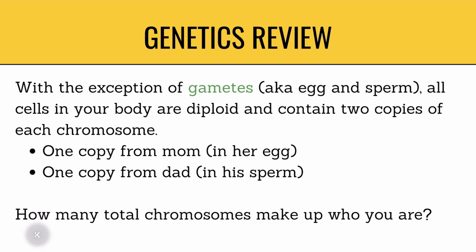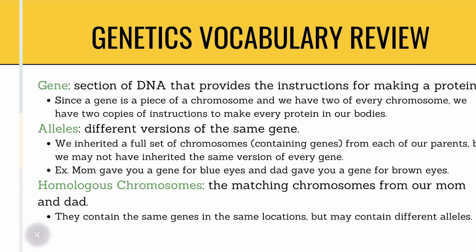So just to quickly review some things about genetics, with the exception of gametes, which we know are eggs and sperm cells or sex cells, all of our cells in our body are diploid, and that means that they contain 2 copies of each chromosome. One copy comes from mom from the egg, and one copy comes from dad in the sperm. And so you need to remember how many total chromosomes make up who you are as a human being. So the answer to that would be 46, right? 23 comes from mom and 23 chromosomes come from dad.